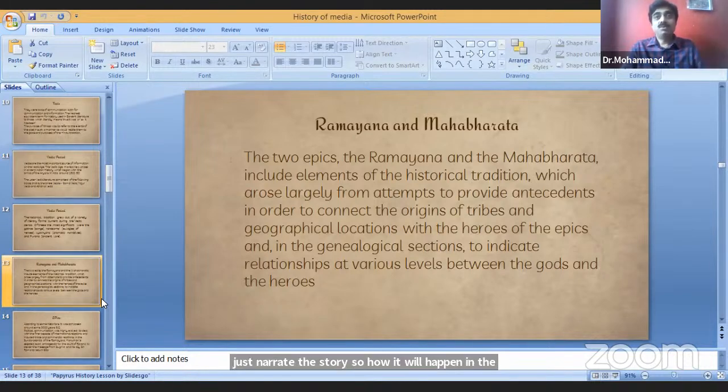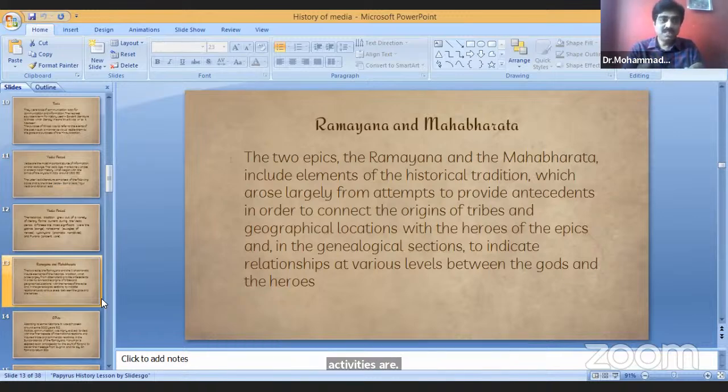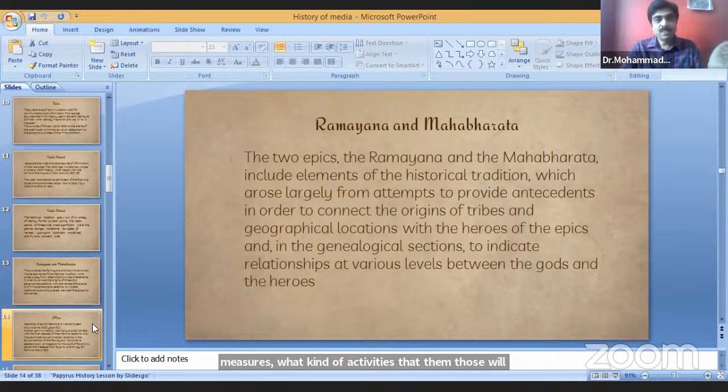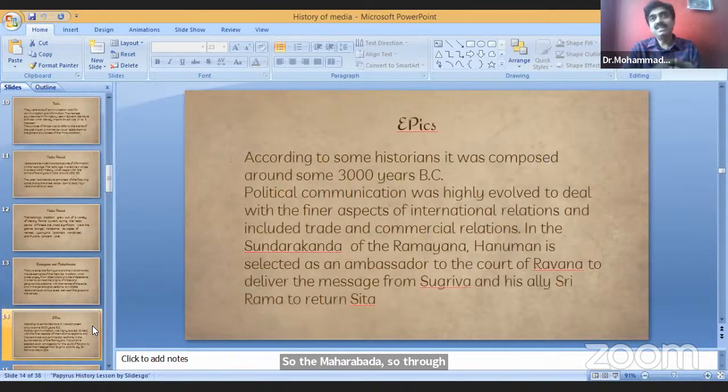Why did the Pandavas follow the dharma? Why did the Kauravas not follow the dharma? What is the importance of these things, what kind of activities and measures did they have? Through the Mahabharata, we are able to know what happened earlier, and how we need to follow the dharma, the good things in life.